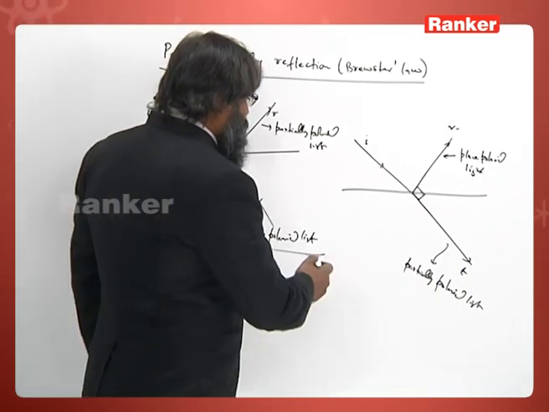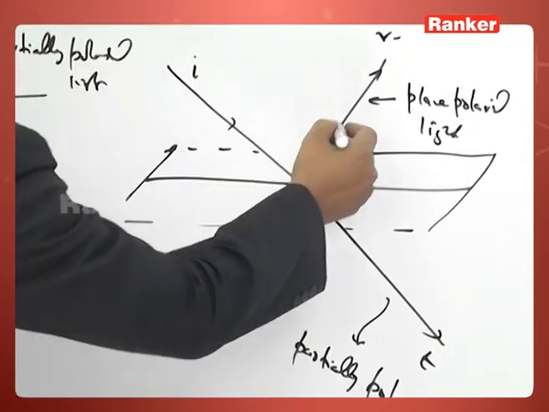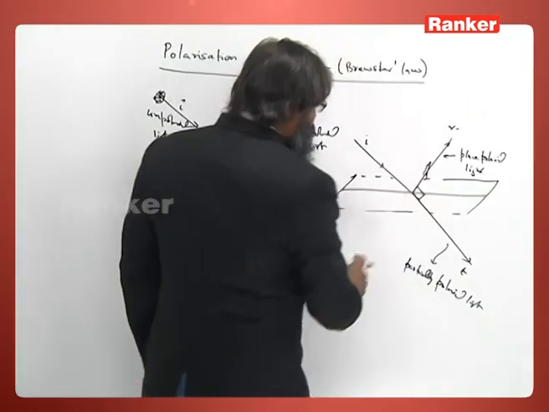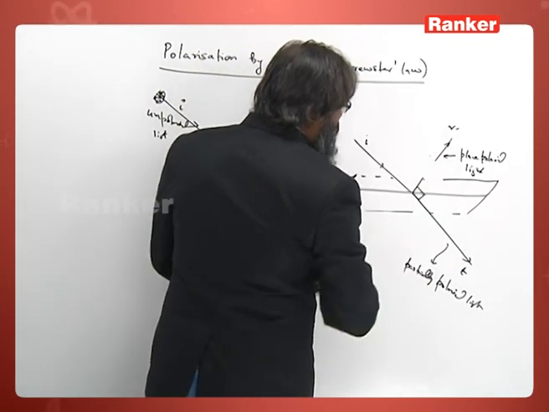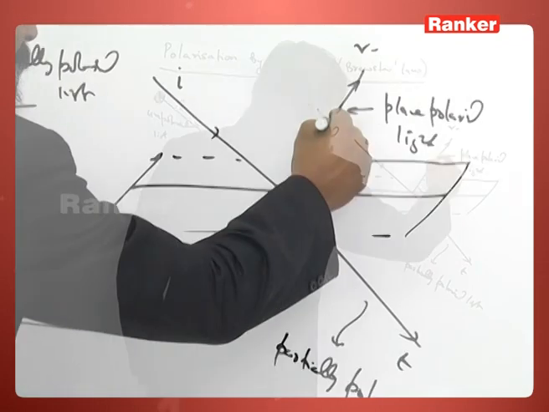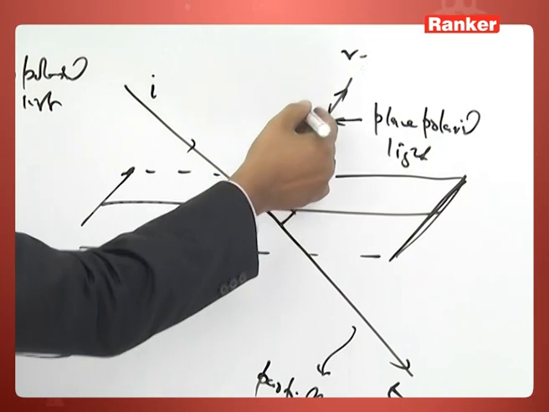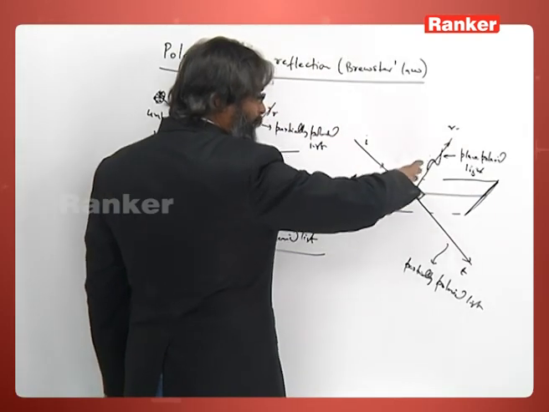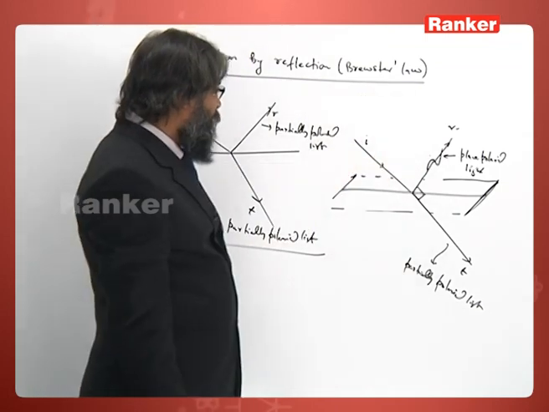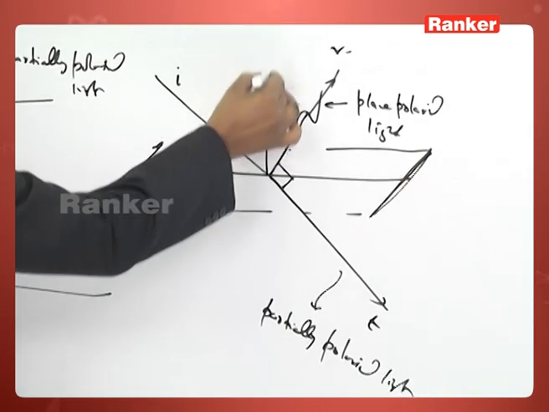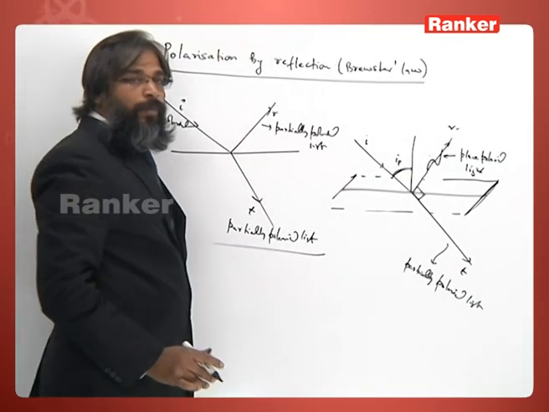About the plane of polarization, suppose this is a plane like this. So the plane of polarization is along this plane. This is the direction of propagation. This means along this plane only these vectors are there. This is the plane of polarization of the reflected light. Now the angle of incidence for which this will happen is called the polarizing angle.